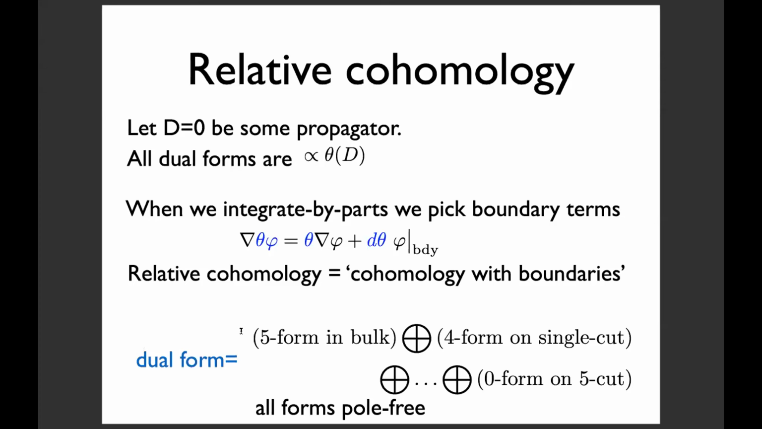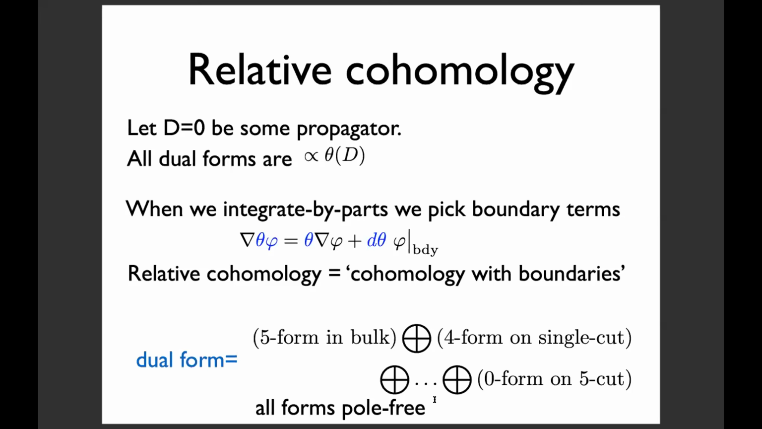So at one loop, it's going to be a combination of these things. It can be either a 5 form in the bulk, or a 4 form that lives in a single cut, or a 3 form on a bubble cut, or eventually a 0 form on a pentagon cut. And the space of dual forms is a direct sum of all that. They talk to each other a bit, but not so much. And all these forms are pole free. So we're basically writing polynomials supported on these cuts.